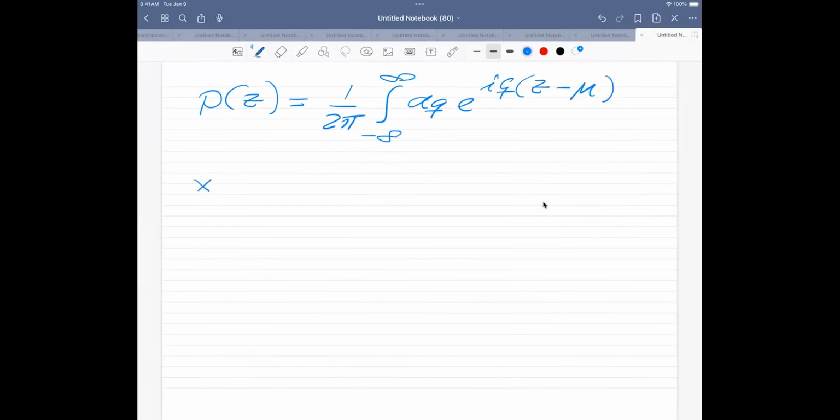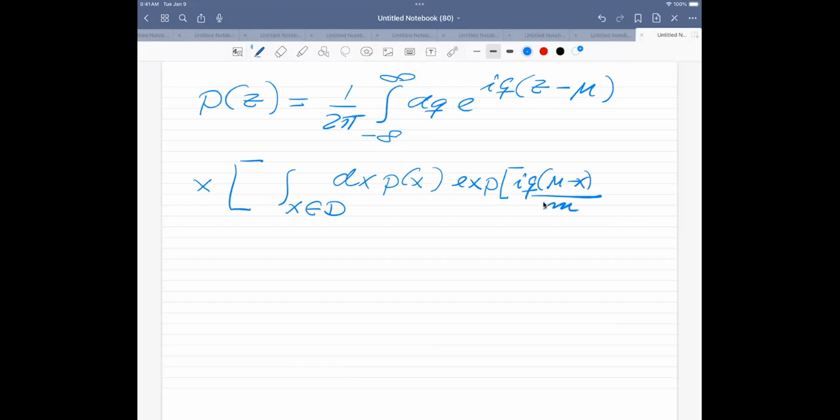And this is multiplied with an integral. Now I'm just replacing all the x's with just one common variable, because these integrals are actually the same. So it's going to be written by p(x), and then I'm going to have an exponential of i q times mu minus x divided by n, like that. And this is all to the power of n.